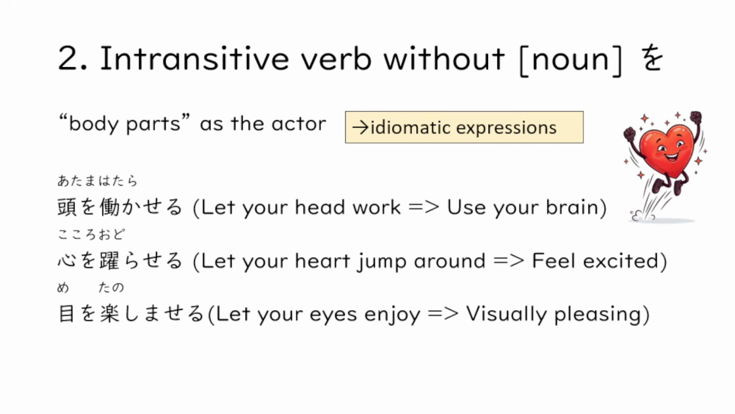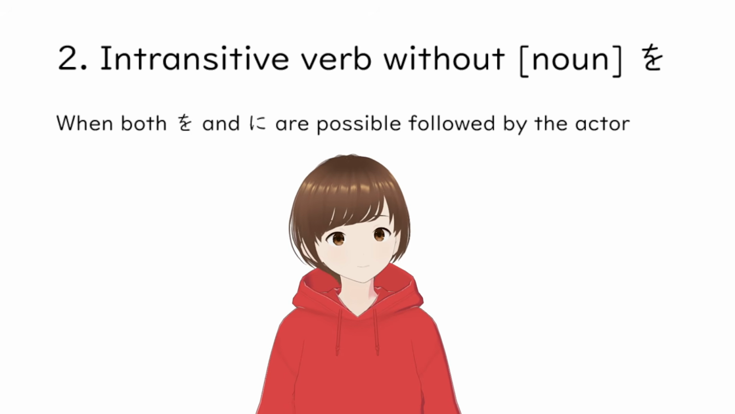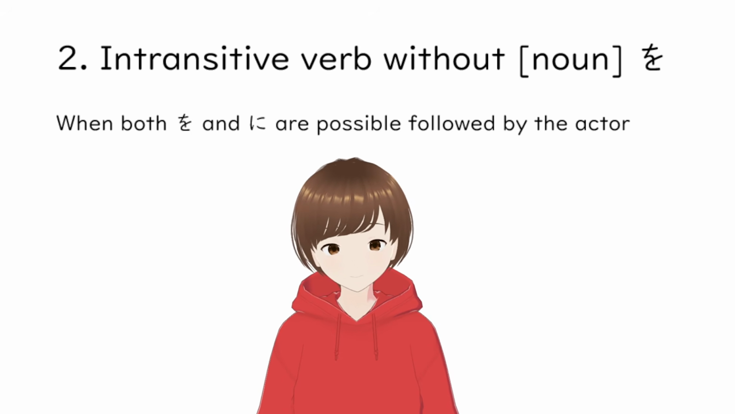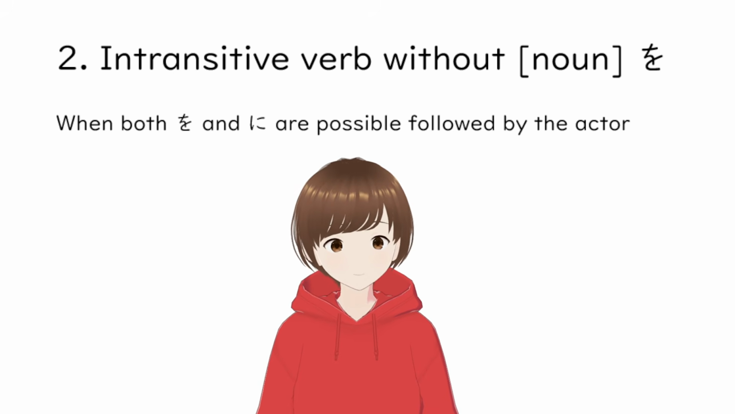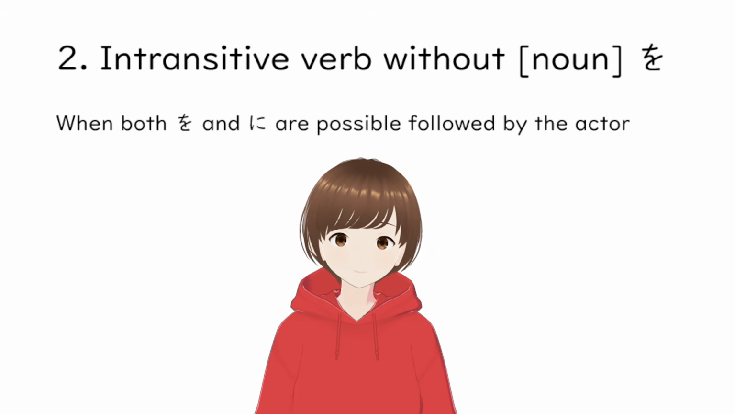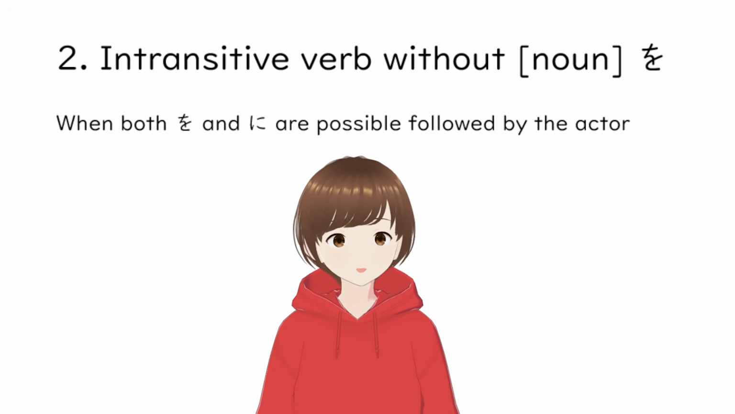So far, it seems pretty clear when to use o and ni, but what if I told you there are verbs where both can work in a causative sentence? Let's dive into this surprising case. A small group of intransitive verbs behave a little differently in causative sentences, and this is where things get interesting. With these verbs, you can actually use either o or ni. But there's a catch. If the sentence already has ni or could possibly take ni, you will need to use o instead. Otherwise, you have a choice.